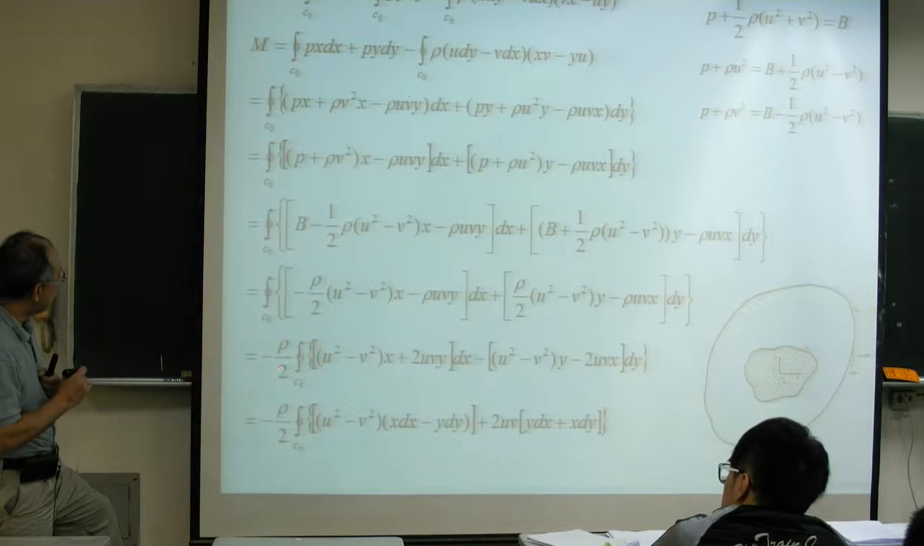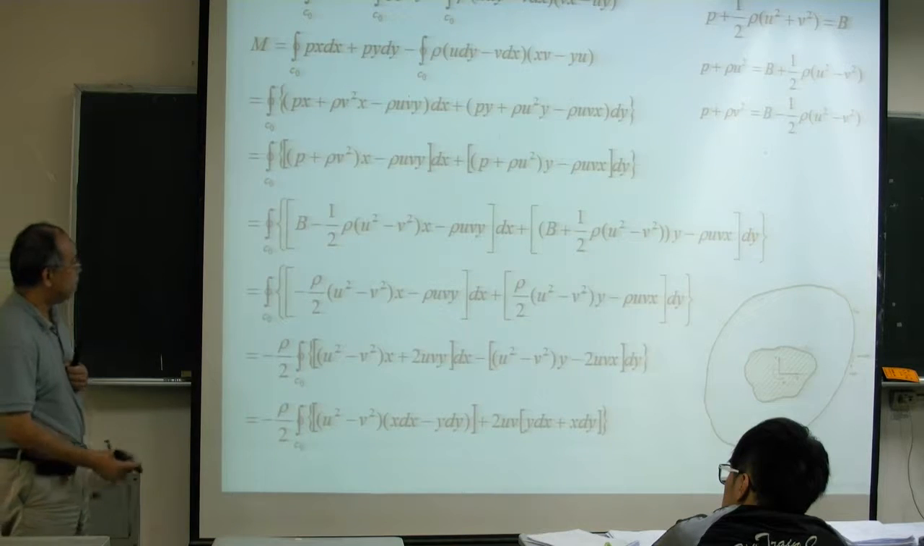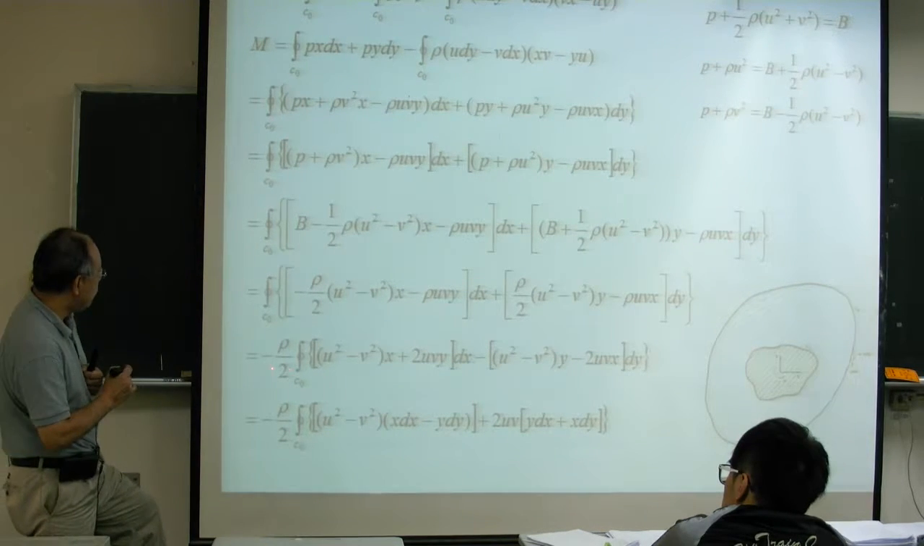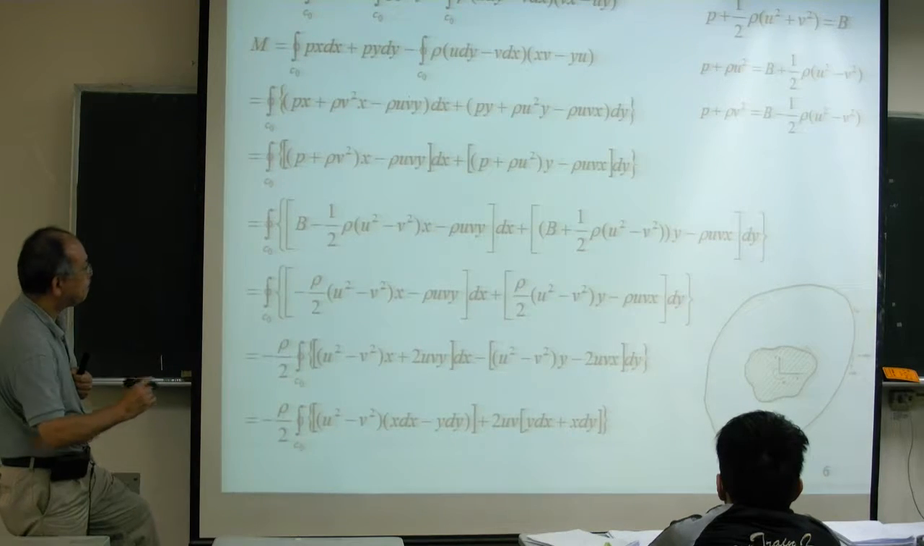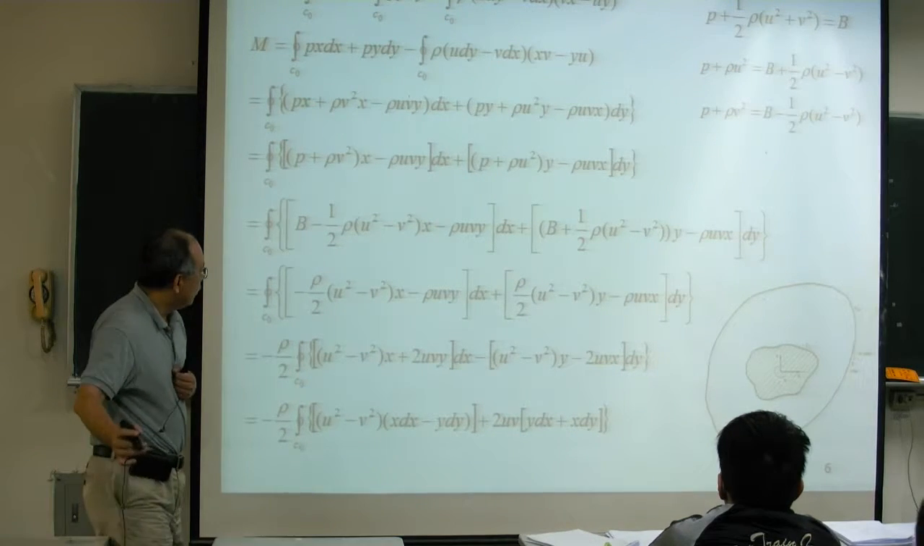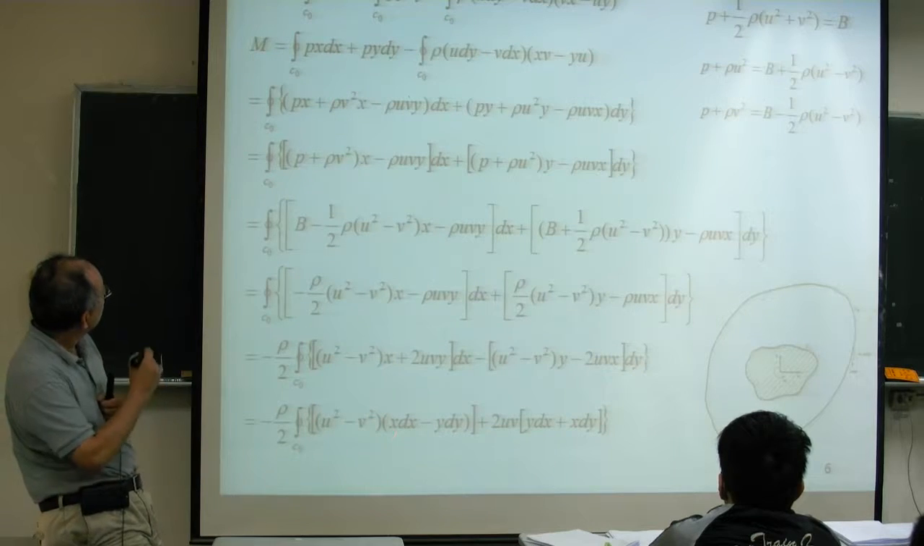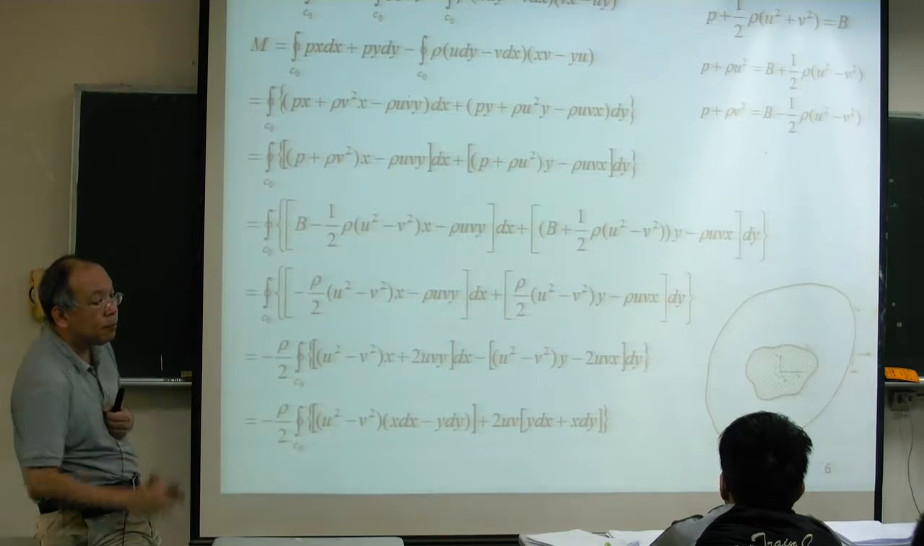Okay, so this common factor can be taken out of this integral form. Eventually we have this one and this one, right? This one and this one. So this is this integral. This integral will give you the moment.